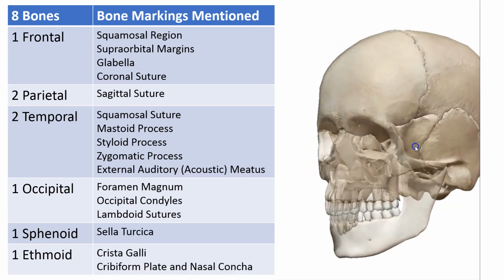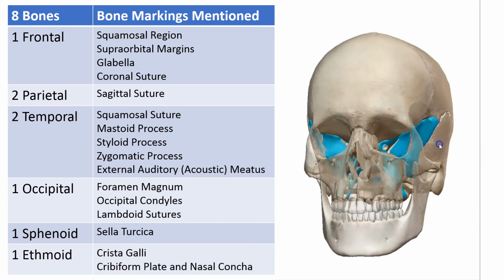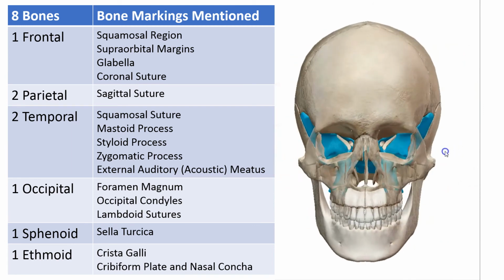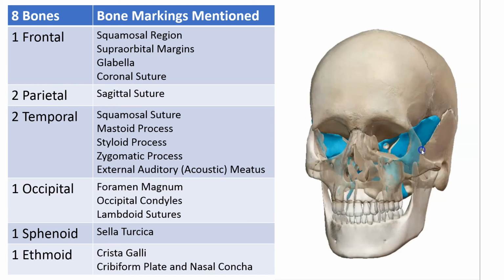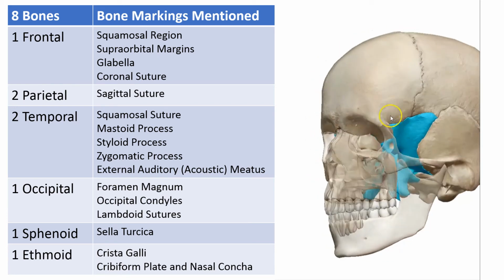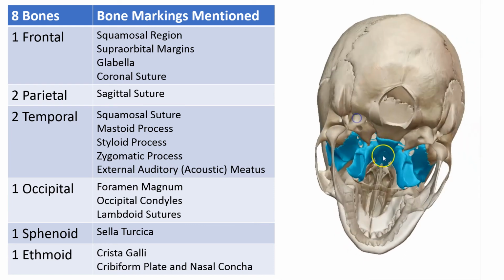The sphenoid bone is a bat-shaped bone that goes from the left side of the skull to the right side. This bone is called a keystone bone because it articulates with all of the other bones of the cranial vault. It articulates with the frontal bone here, the parietal bone here, the temporal bone here. It also articulates inferiorly with the occipital bone here.